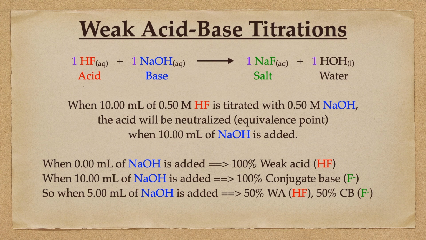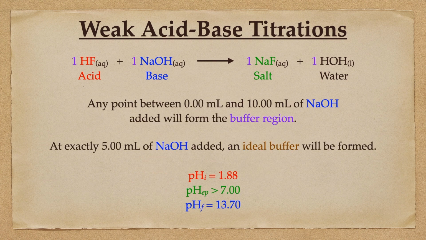At the midpoint, at the addition of 5 milliliters of sodium hydroxide, it's exactly 50-50 between weak acid and conjugate base, that is, between the hydrofluoric acid and the fluoride ion. At that point, we have formed an ideal buffer. Any point between 0 milliliters and 10 milliliters of sodium hydroxide added to my hydrofluoric acid will form a buffer region.